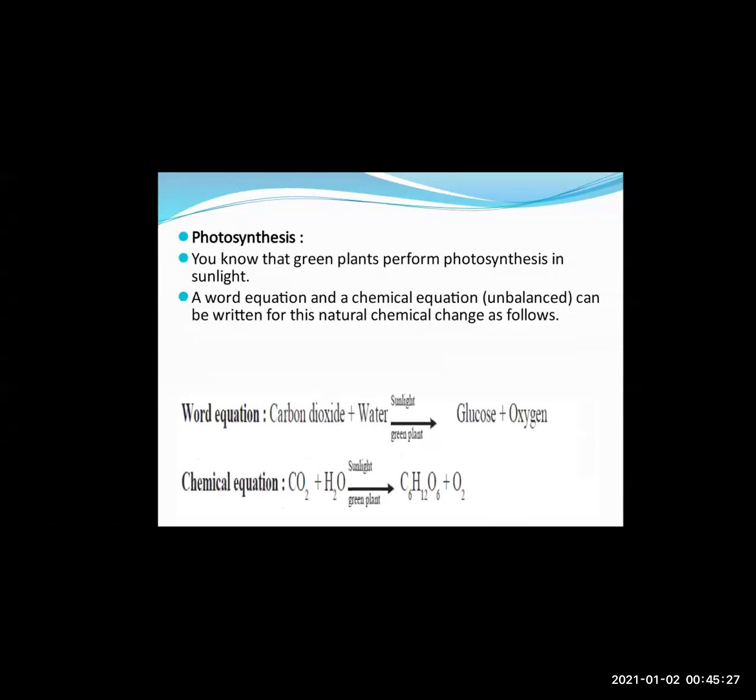Then the second is photosynthesis. As you know, green plants prepare their own food with the help of sunlight.